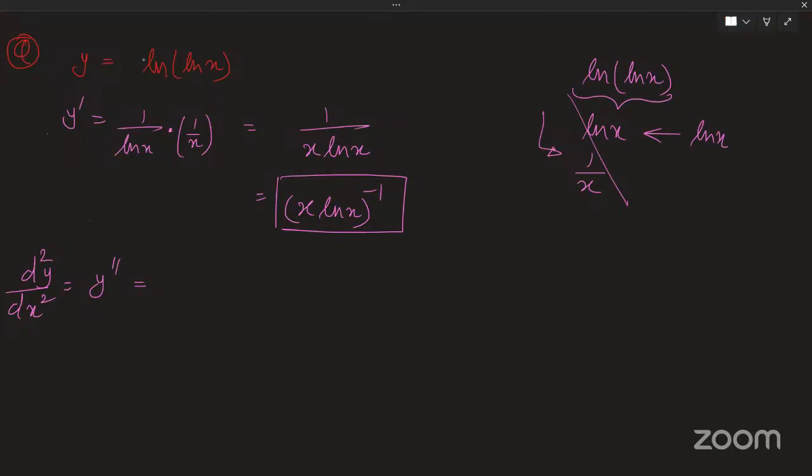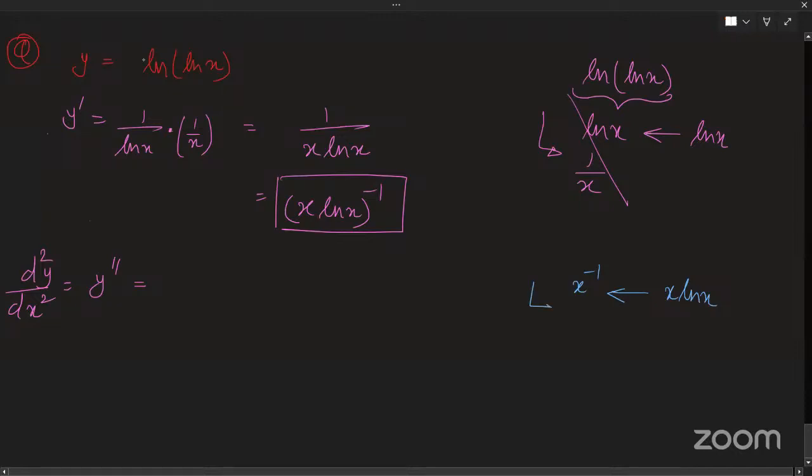Inside x raised to minus 1, x ln x is inserted. Approaching from the outermost side, we meet x raised to minus 1. What is the derivative of x raised to minus 1? Minus x raised to minus 2, right?